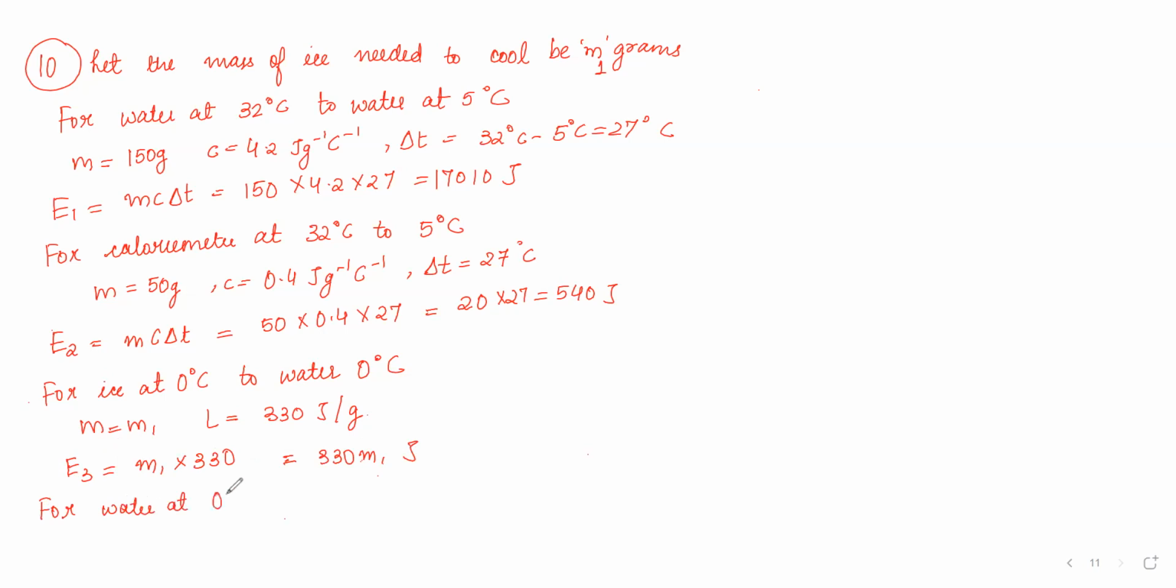Okay, and then the fourth one: for water at 0 degrees Celsius to water at 5 degrees Celsius. What is the energy, children? E4 will be equal to mc delta T. So m you have taken as m1, C is 4.2 and delta T is 5. So how much will this be? 4.2 into 5 is 21. So you're getting 21 m1. Okay, so you're done with all the individual solving part, and now you'll just add them up.